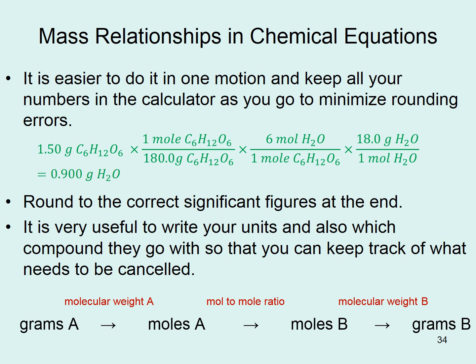Now, I've written this little thing here. If you're trying to go from A, something in the balanced chemical equation, to B, something else in the balanced chemical equation, start with the grams of A to get to moles of A. You're going to have to use the molecular weight of A. In this case, you divide by the molecular weight. Then to get from moles of A to moles of B, you have to use the mole-to-mole ratio. Then finally, to go from moles of B to grams of B, you have to use the molecular weight of B, and that time you're multiplying by the molecular weight of B.